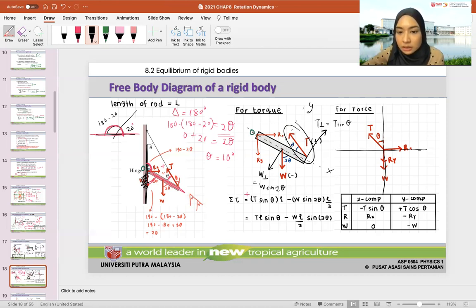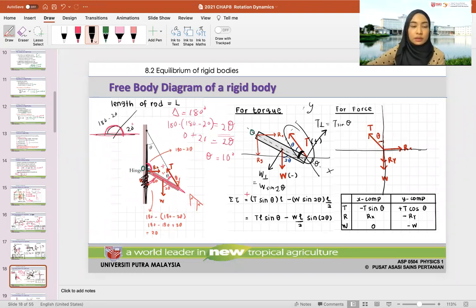The angle is theta over here. Kenapa letak kat sini? Kejap. This is the angle over here with respect to the x-axis. What is the angle here? Theta.